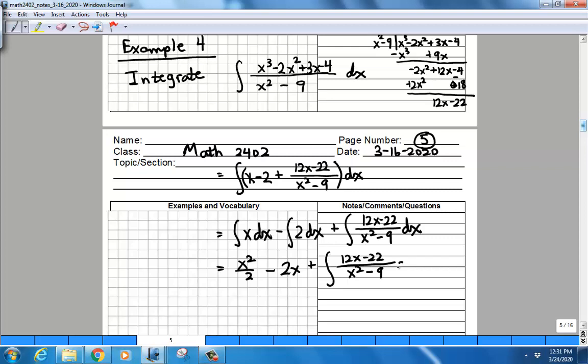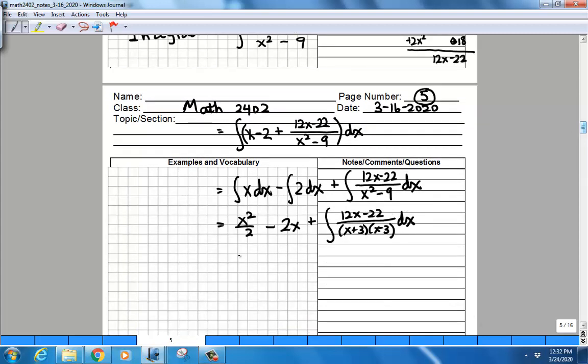But notice that looks very much like the prior example now, right? Because now we have the degree of the bottom bigger than the degree of the top, so we don't have to do long division again, obviously, right? But the denominator factors, right? x squared minus 9 factors, and so now I think I can use partial fractions, right? So x squared minus 9 factors as x plus 3 times x minus 3, right? So I think I can now do this antiderivative by using partial fractions.